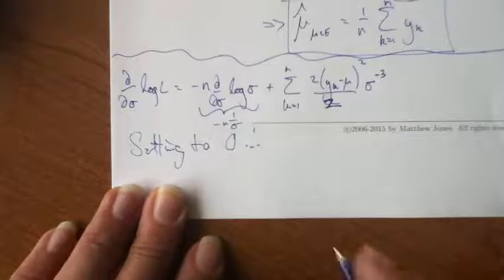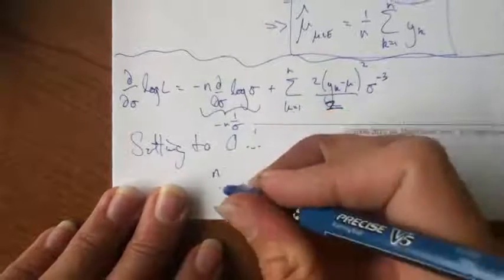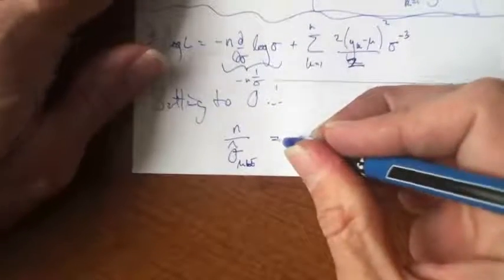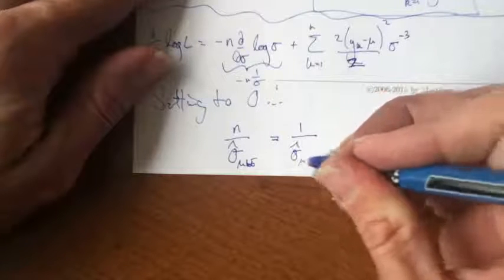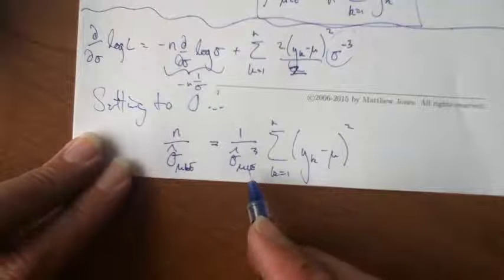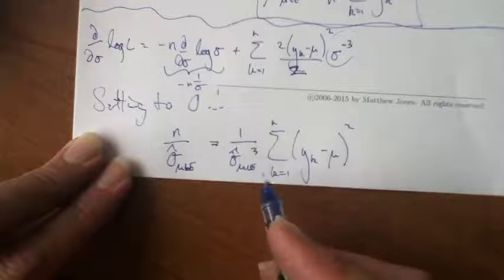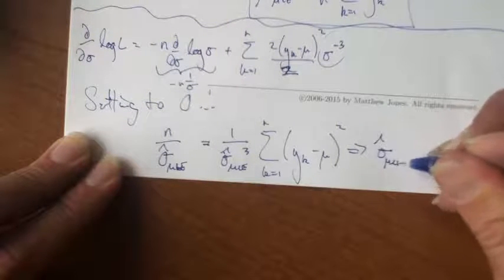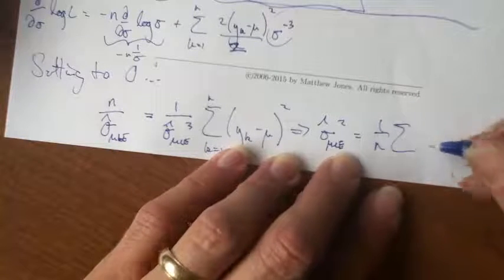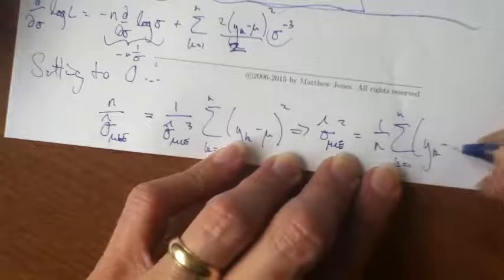Okay. So if I set this all to 0, I get that n over my maximum likelihood estimate for sigma equals 1 over my maximum likelihood estimate for sigma cubed, from here, times the sum, from 1 up to n, of (yk minus mu) raised to the 2nd power. And multiplying through, we see that in fact my maximum likelihood estimate for the variance, sigma squared, is 1 over n times the sum, from 1 to n, of (yk minus mu) quantity squared.